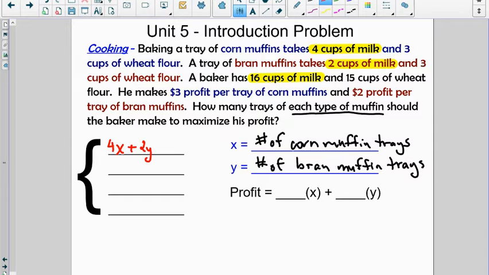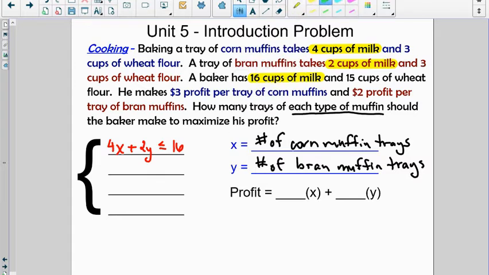And if the baker has 16 cups of milk to work with, think about what's possible there. Is it possible he uses less than 16 cups of milk? Yes. Is it possible he uses all 16 cups of milk? Yes. Is it possible he uses more than 16 cups of milk? No, because he doesn't have it. So in this case, we want to use less than or equal to 16 cups of milk.